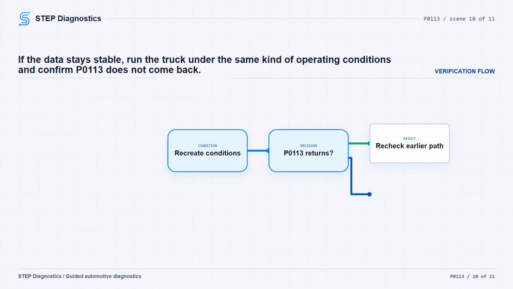If the scan values stay stable during the harness and connector checks, reproduce the operating conditions for the code. You can also reproduce the captured conditions from the stored data. Then verify that P0113 does not reset. If it does reset and the return point is not clear, pause, recheck the earlier diagnostic path, and avoid guessing.